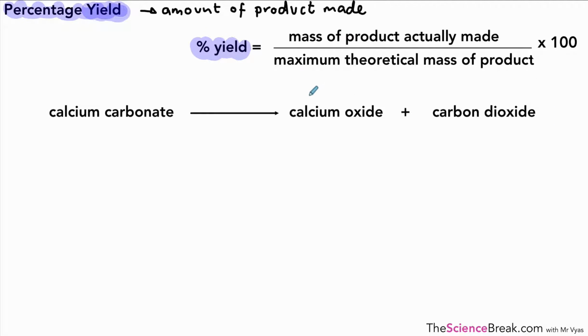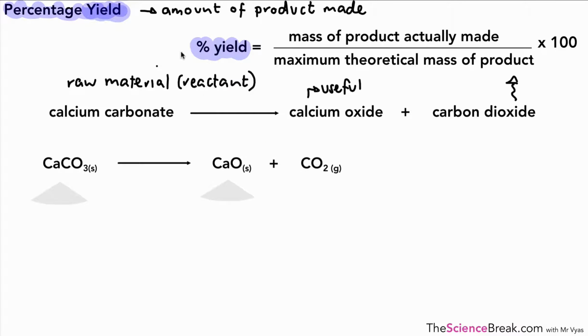Now let's have a look at an example of a chemical reaction that's quite useful. We've got calcium carbonate made to calcium oxide, which also produces carbon dioxide. The raw material is calcium carbonate and the useful material is calcium oxide. We can also call the raw material the reactant. The carbon dioxide, being a gas, would be given off to the atmosphere.